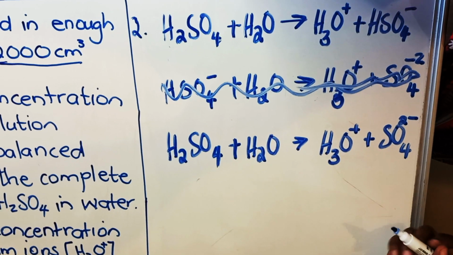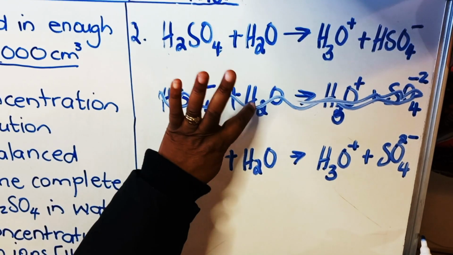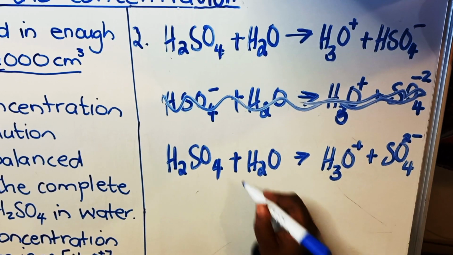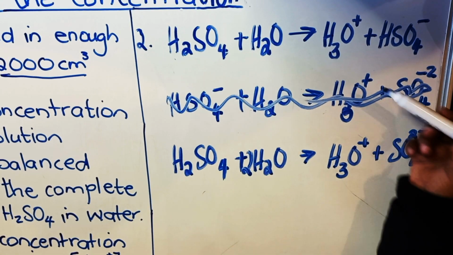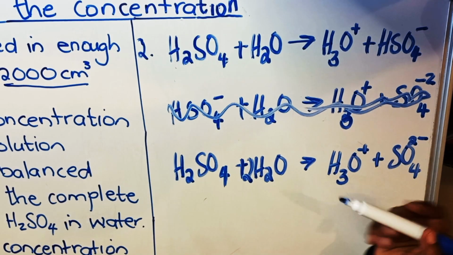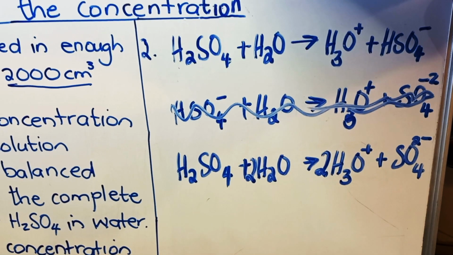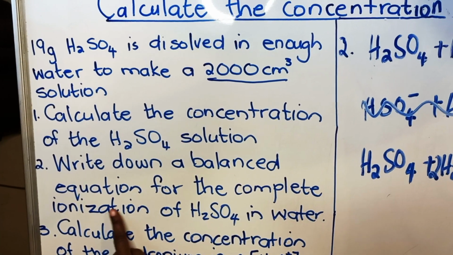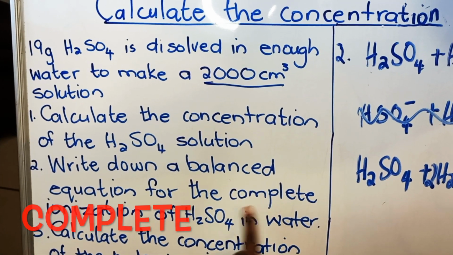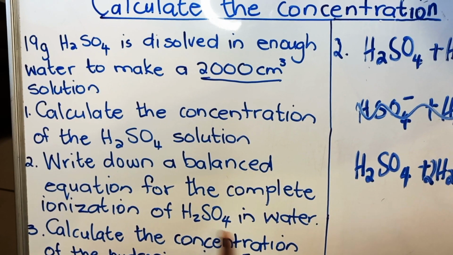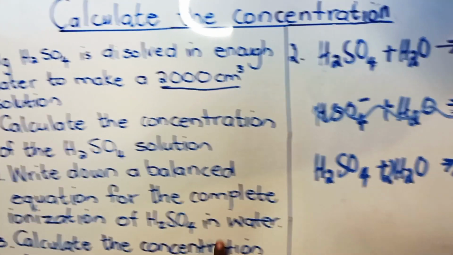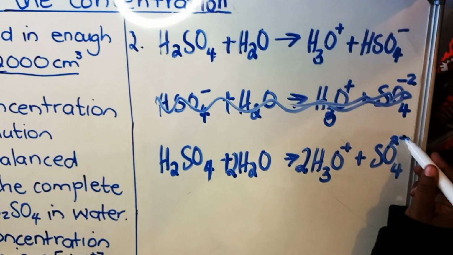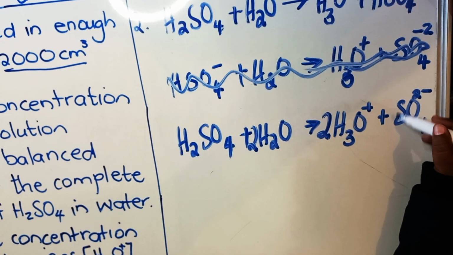When you look at this, you needed 2 hydrogen ions. So you'll have a 2 here, and you formed 2 hydronium ions. Then you'll have a 2 there, right? You remember the question says write down a balanced equation of the complete ionization of sulfuric acid in water. So this is the complete ionization where your sulfate ion doesn't have a hydrogen.